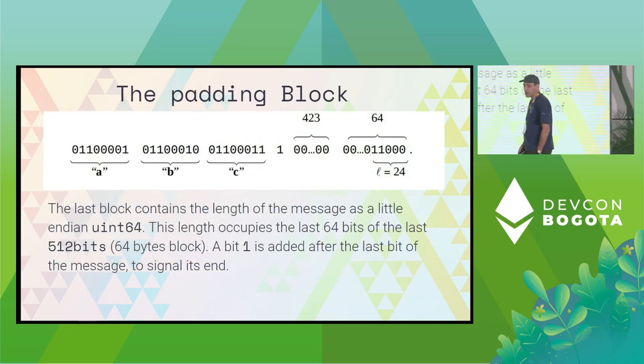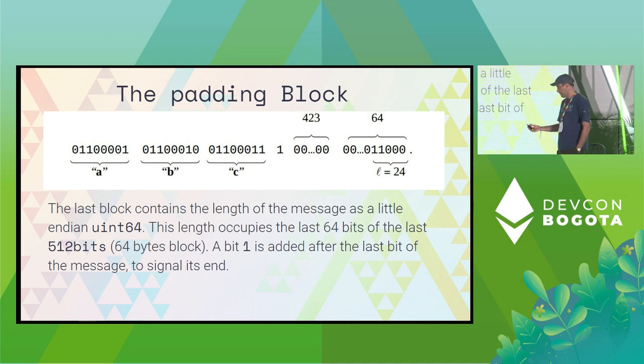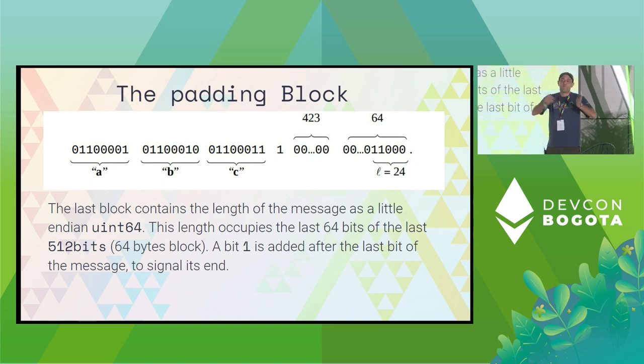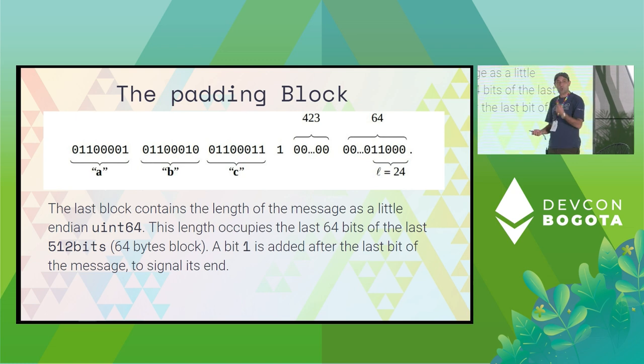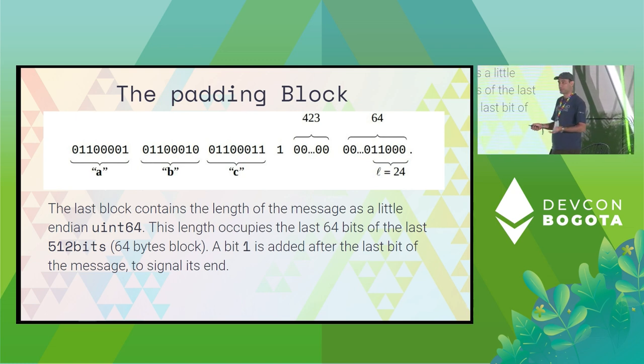OK, so the padding block. This is the first part of the three-part process, which is breaking the message into multiples of 64 bytes. How do you do this? Well, you just break your message into multiples of 64 bytes. You add 1 bit at the very end of the message just to signal that the message has ended.